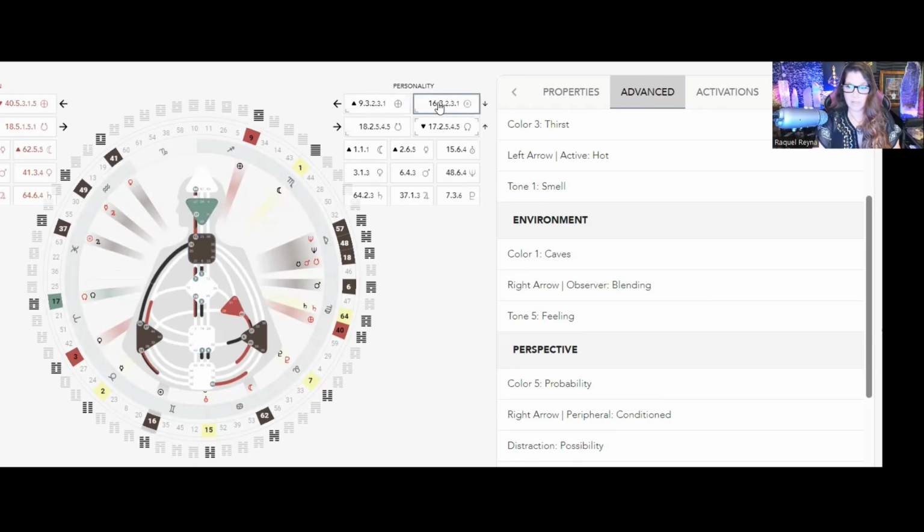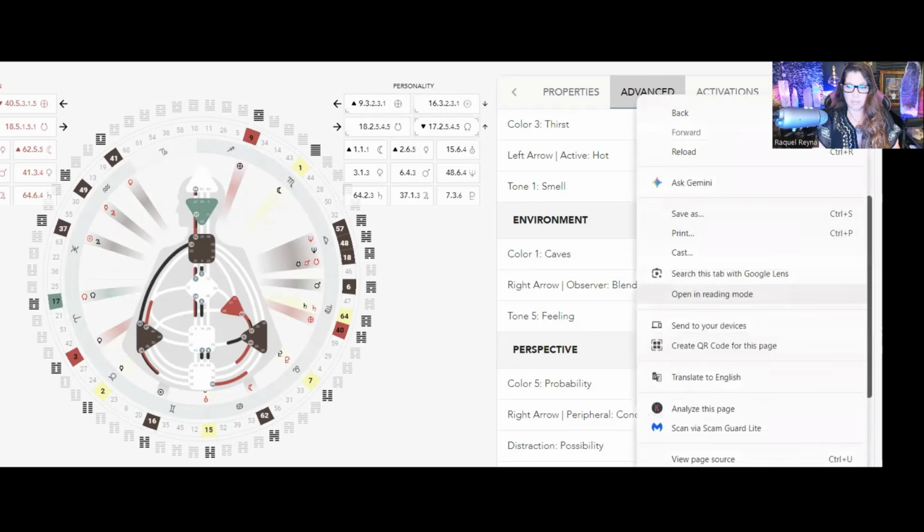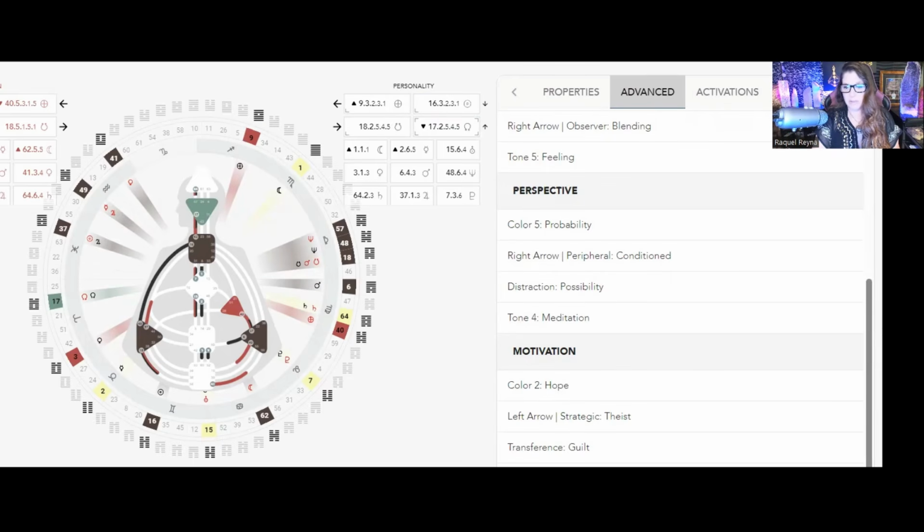And then we have the motivation here. And this person's motivation, hope, the transference is guilt, the tone is action. And again, base tone, hope is color 2. The tone is action. So their hope in action. The transference of guilt is really, really important here. Almost all motivation operates in transference, upside down, where instead of living in hope, you live in the meddling, trying to make change, fix things. So the motivation is this top arrow.